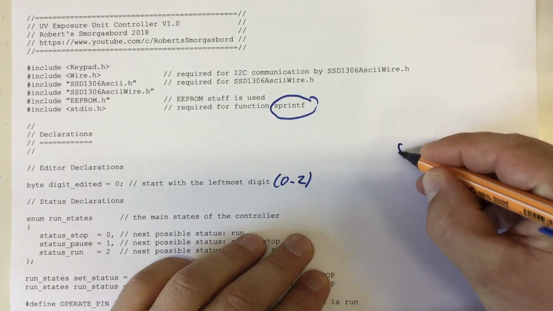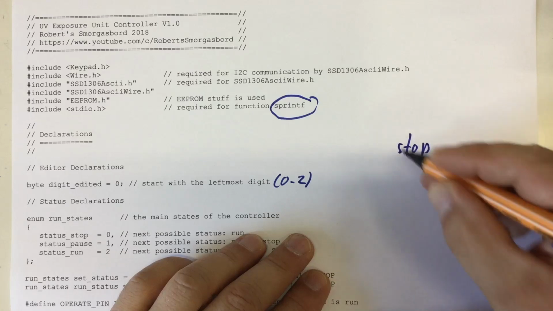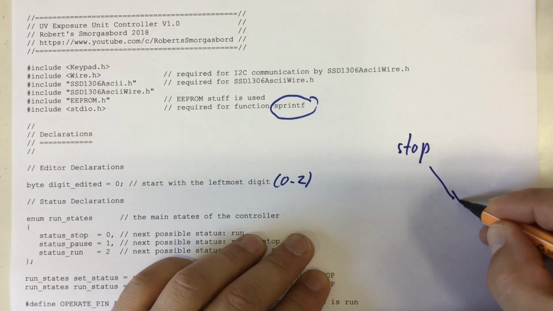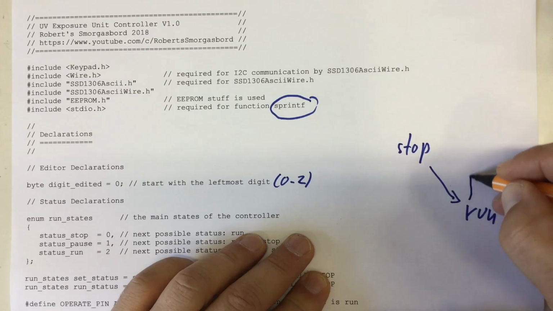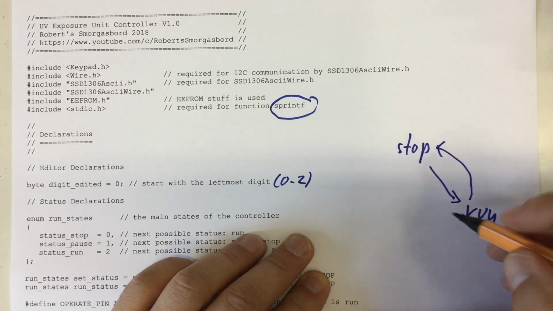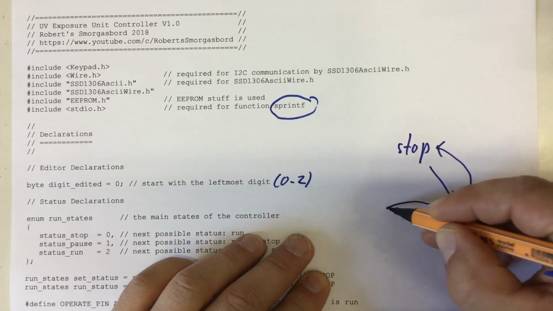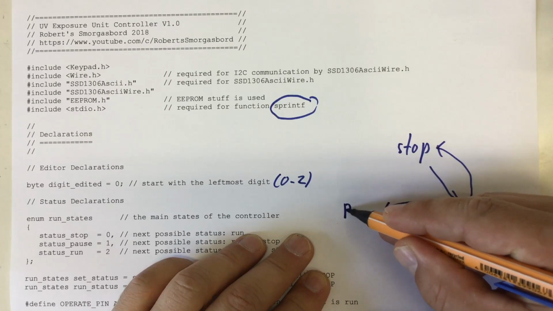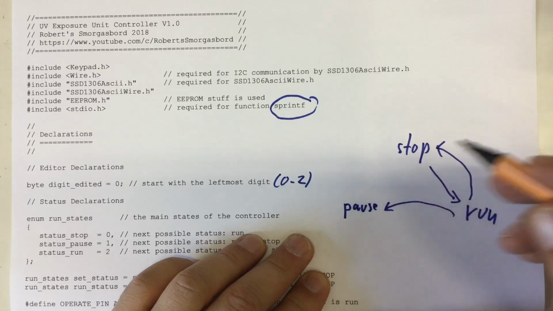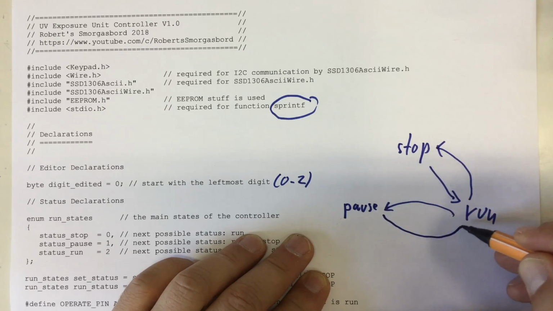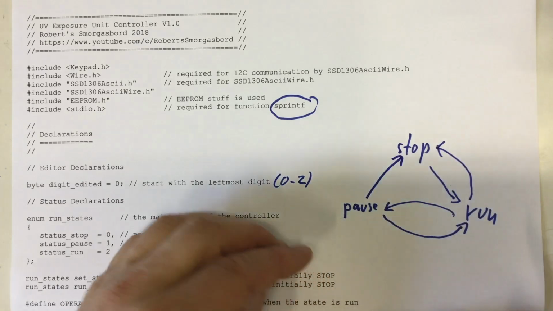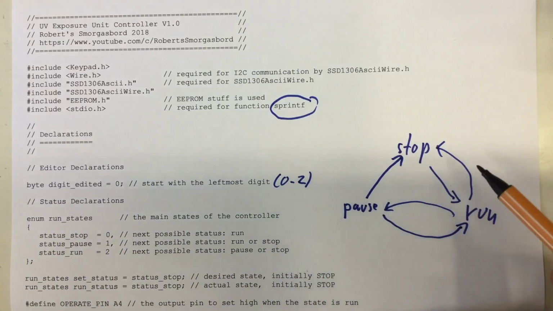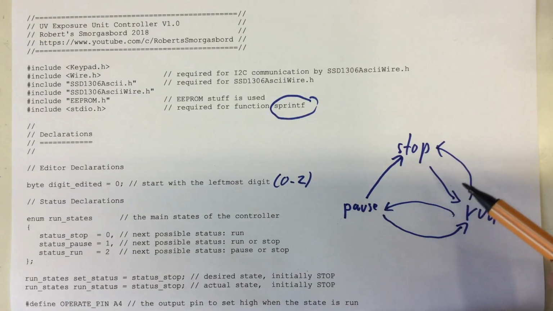Okay, so stop, pause, run, just so it's out of the way. We start in the stop state. From the stop state we can go into run. From run we can of course return to stop, or we can go to pause. From pause we can of course resume running, or we can directly go to stop. So that's my state machine, and we will see a whole lot of big case statements modeling that later on.